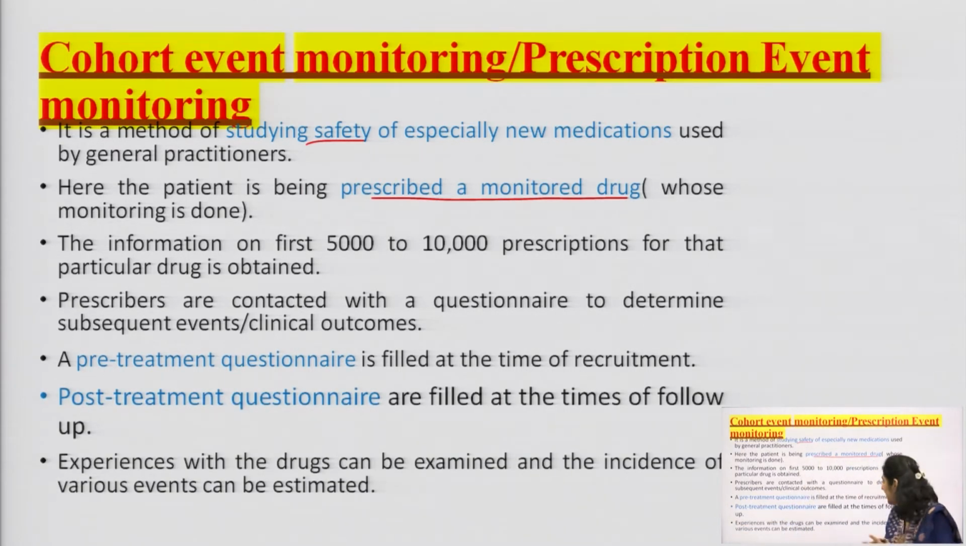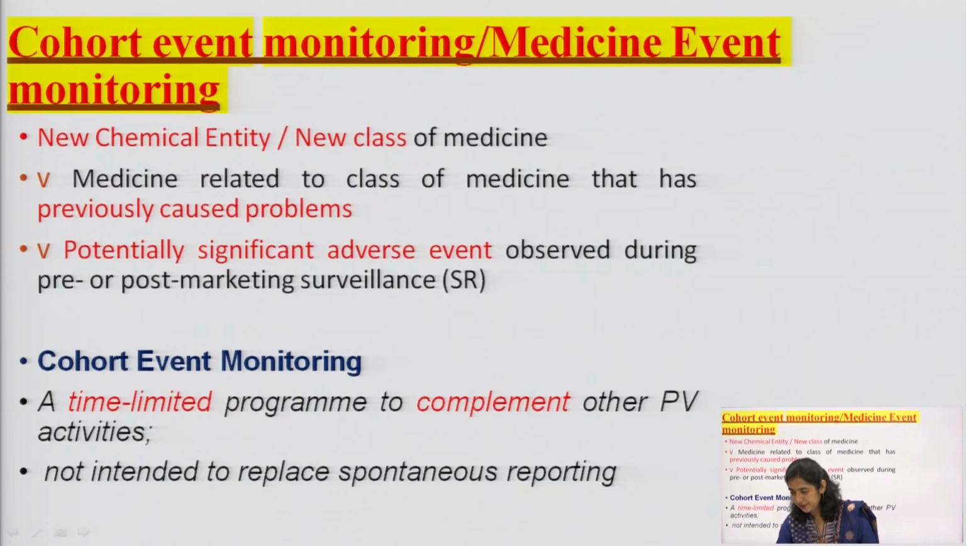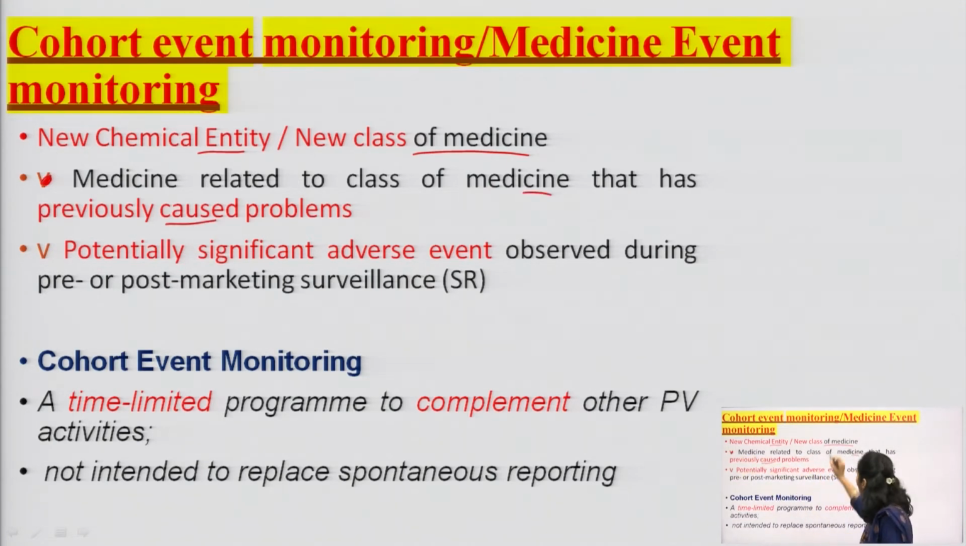And then experiences are examined and the incidence of various adverse events can be estimated. So in this way we can detect ADRs through the cohort event system. This is done for new chemical entities, new classes of medicines, very new medicines, or medicines related to a class of medicine that has previously caused problems. Cohort event monitoring is done for potentially significant adverse events observed during pre or post marketing surveillance.